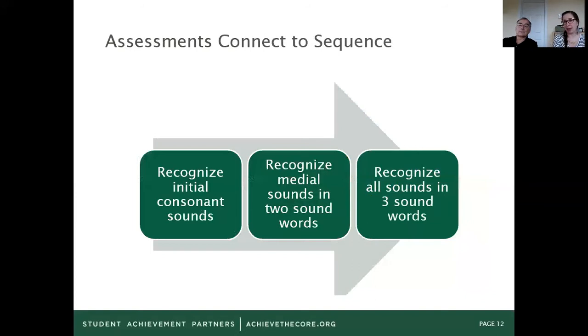So as David was talking about, assessment connects to sequence, right? We know that students have to recognize initial consonant sounds, and they have to be successful there before they're likely to be successful with the medial sounds in 2 sound words. They need to recognize 2 sound words before they can recognize all of the sounds in 3 sound words. So if you miss a piece here, you're going to continue to fall behind as the skill progresses. So in this case, assessment allows you a really clear snapshot of what you need to support before you can expect students to move on with a lot of success.